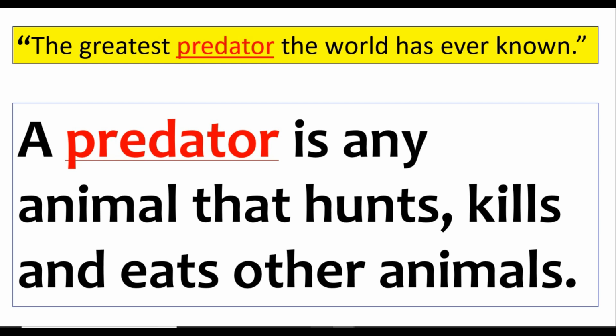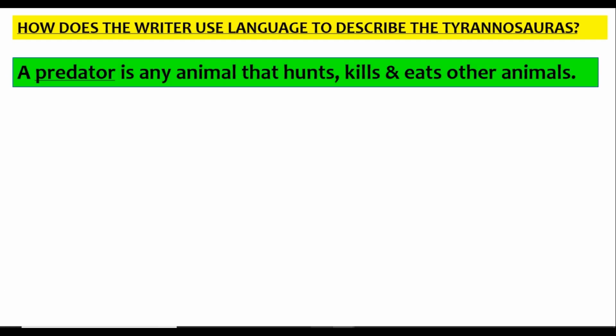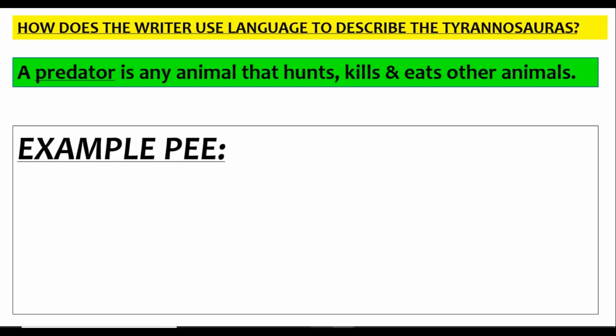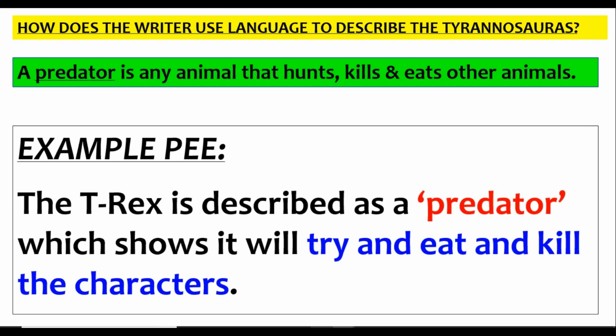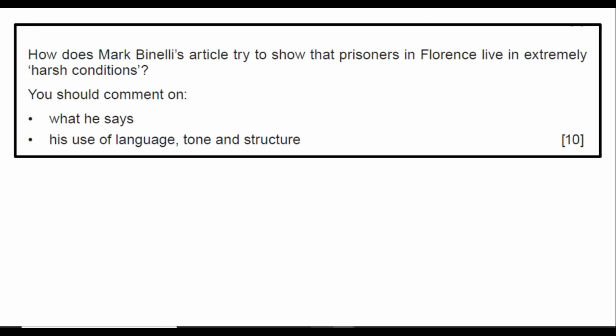Well, a predator is any animal that hunts, kills and eats other animals. The writer could have put the greatest dinosaur, the greatest animal, the greatest hunter. They've chosen to use predator for a reason, and the reason is to show the reader that the dinosaur is going to hunt, kill and eat other animals. So let's put that into a PE. Example PE, the T-Rex is described as a predator, which shows it will try and eat and kill other characters. I'm almost explaining to the reader what the word means.